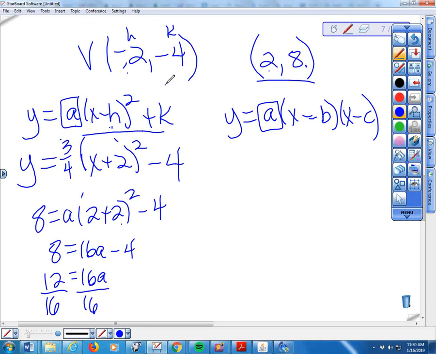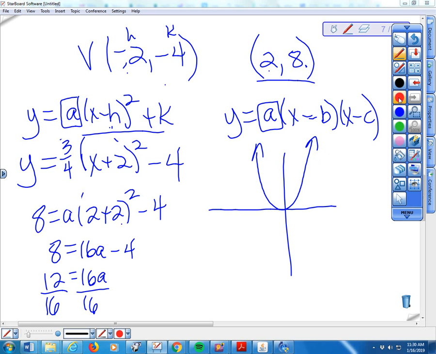If my normal quadratic looks like this, one is going to be at negative 2, negative 4. And instead of this, it's going to be compressed just a little bit. It's going to be a little wider than the original by a factor of 3/4. It's not going to be an exact visualization, but I can visualize in my head what it's going to look like.